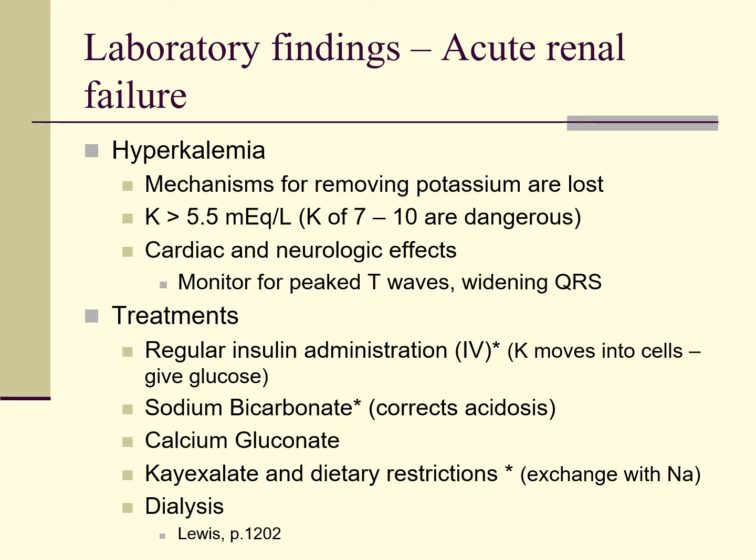Here's our acute renal failures. So hyperkalemia is the big one, and the mechanisms for removing that are lost. So you can see potassiums are over 5.5. Usually it's 3.5 to 5 milliequivalents per liter is normal, but this is over 5.5. If we're getting into 7 to 10, we're getting real dangerous. I've seen 8s and 9s, and that's like scary.